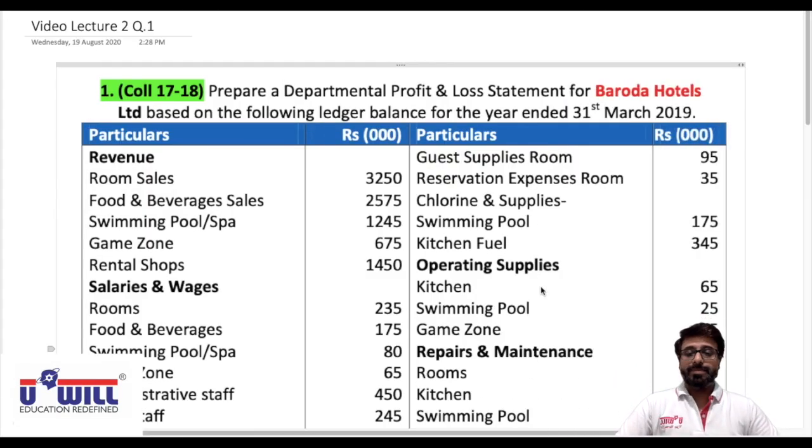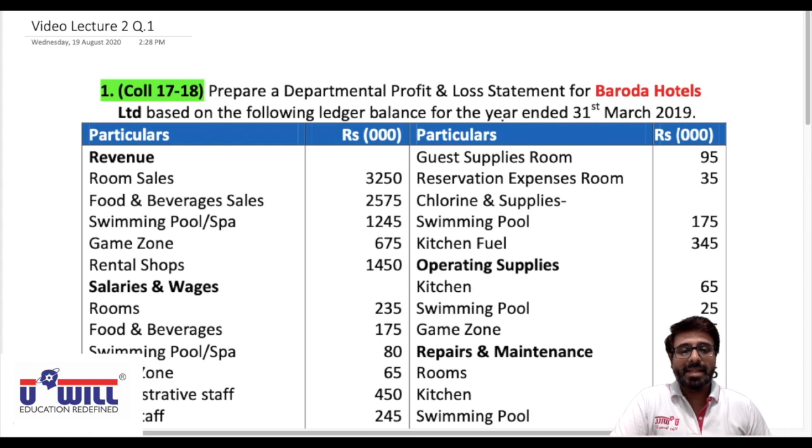Hello everyone. So we have already seen the format of profit and loss statement of hotel, and I hope everyone has learnt it and remembered it by heart by now. Today we will start with the practical questions. One question I will be discussing and solving entirely, and one question you'll be trying entirely on your own in the homework. So look at question number 1 of hotels chapter.